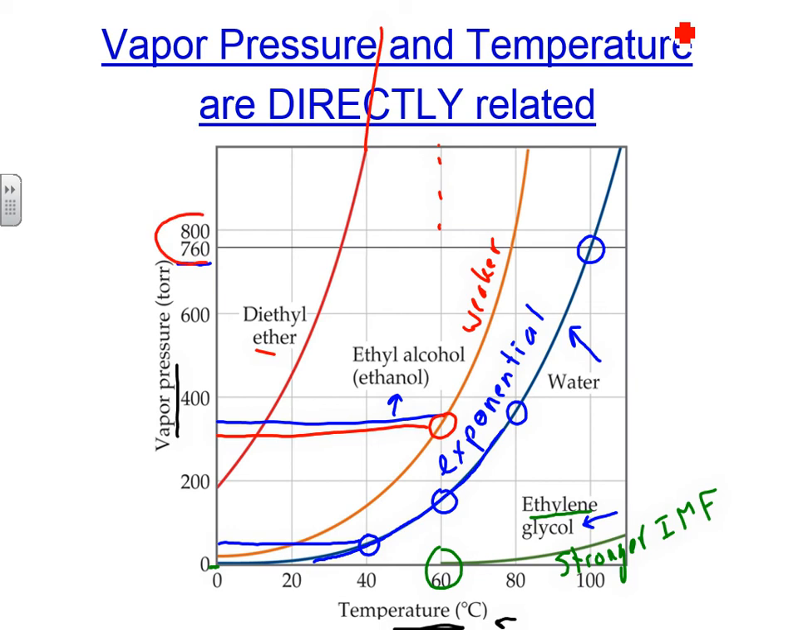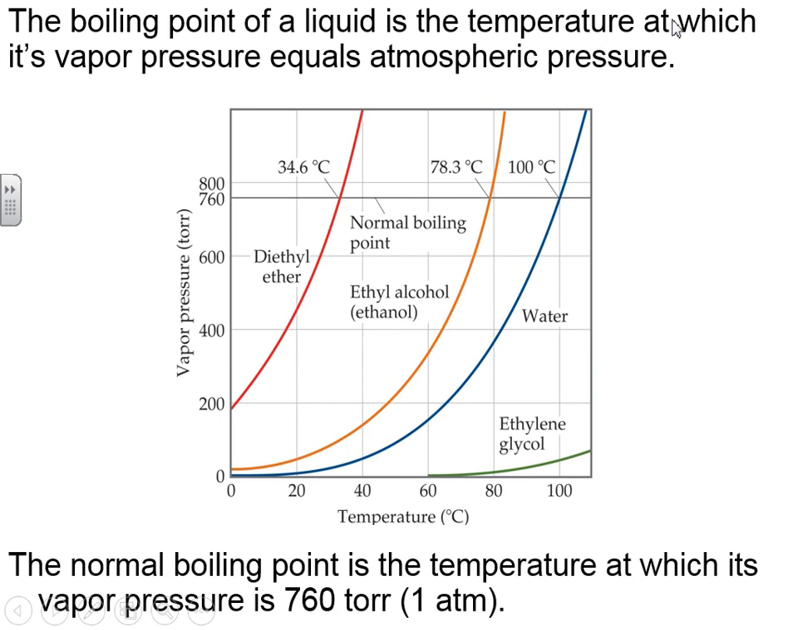So it's an exponential curve, and you can see it from here. You can actually tell which compounds have stronger, which compounds have weaker intermolecular forces. Now, here it says the boiling point of a liquid is the temperature at which the vapor pressure of that liquid equals the atmospheric pressure.